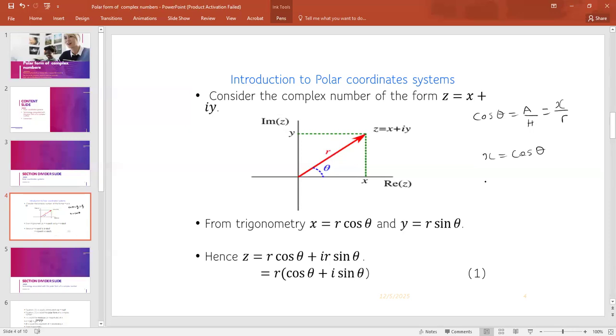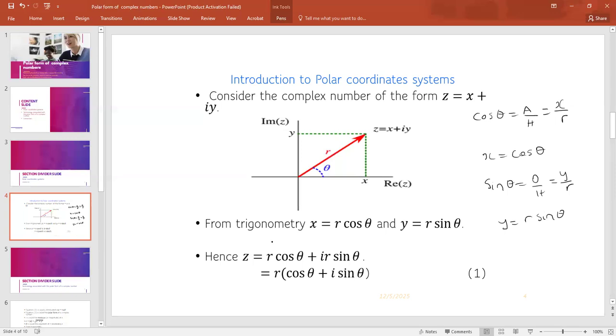Still, from our knowledge of trigonometry, we know that sine of theta is equal to opposite over hypotenuse. What is our opposite here? The value of our opposite here is y, divided by hypotenuse, which is r. Therefore, y can be written as r times sine theta. So we can have x, which is alternatively written as r times cos theta, and we have y, which can be written as r sine theta.